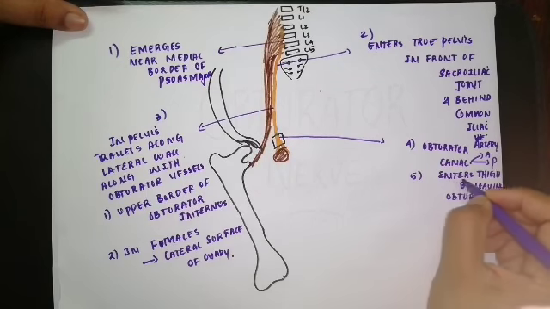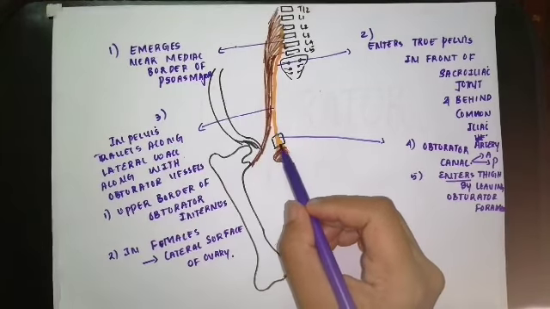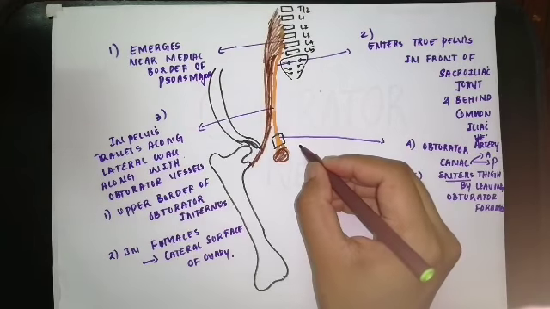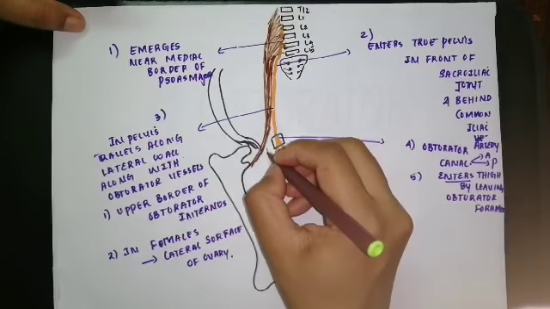That is the terminal branches. Now in the obturator canal, it divides into anterior and posterior division. So which are the muscles here? This is the anterior division. This is the posterior division.